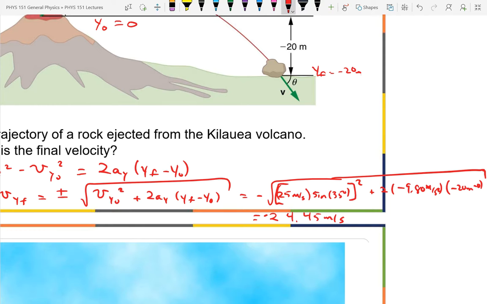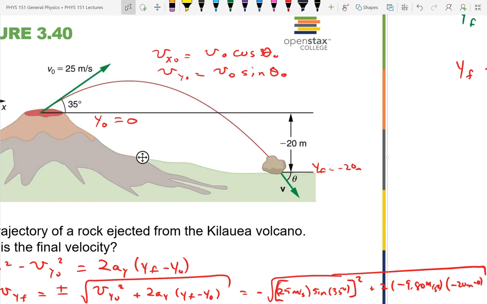What's the final speed in the x direction? Acceleration is 0, so it's going to stay v0 cosine theta. So what do we get when we put that in the calculator?